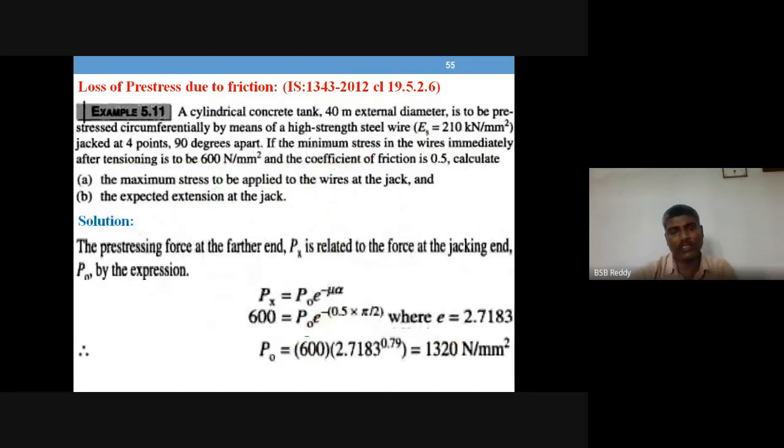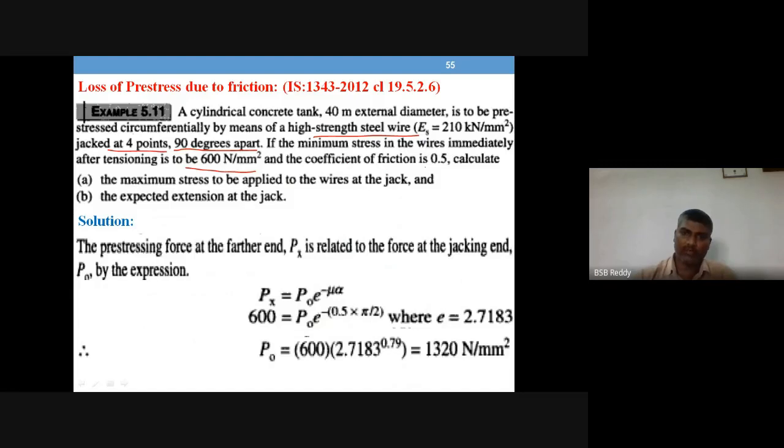Right, go to the next example. A cylindrical concrete tank 40-meter diameter is to be pre-stressed circumferentially by means of high-strength steel wire jacked at 4 points 90 degrees apart. If the minimum stress in the wires immediately after tensioning is to be 600 Newton per mm square, again Px is given, not the P naught value.